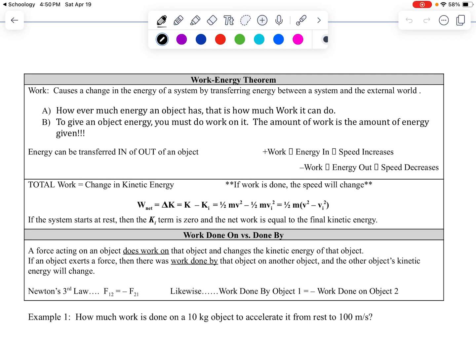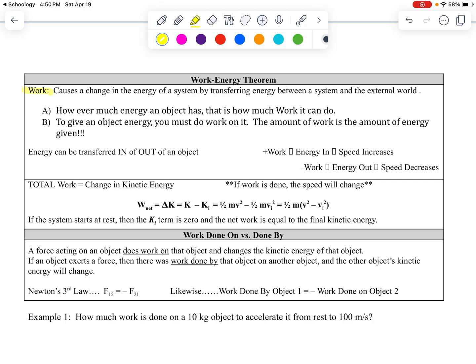Hey everybody, we're going to mash up everything that we've learned so far and put work and energy together in what's called the work energy theorem. So notice here's our definition for work. It is a change in the energy of a system.